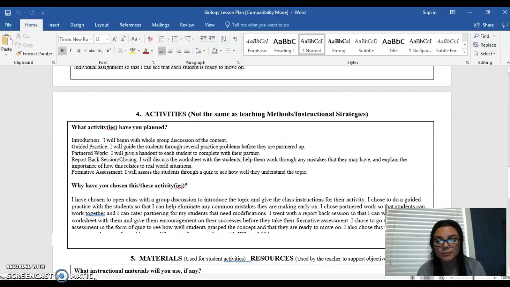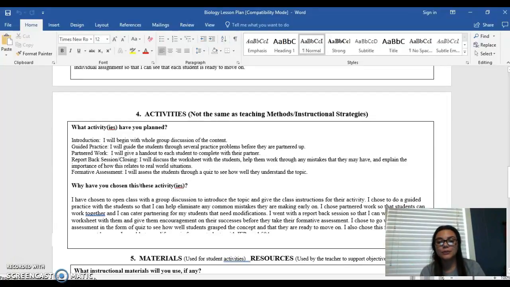Partnered work is the handout that I'll give to each student with their partner. For the report back session closing, I will discuss the worksheet with the students, and that way we can work through any mistakes that they have, and that gives me a chance to explain the importance of how these ratios relate to real world situations. And then last is the formative assessment, which I will use to assess the students through a quiz to see how they understand the topic.